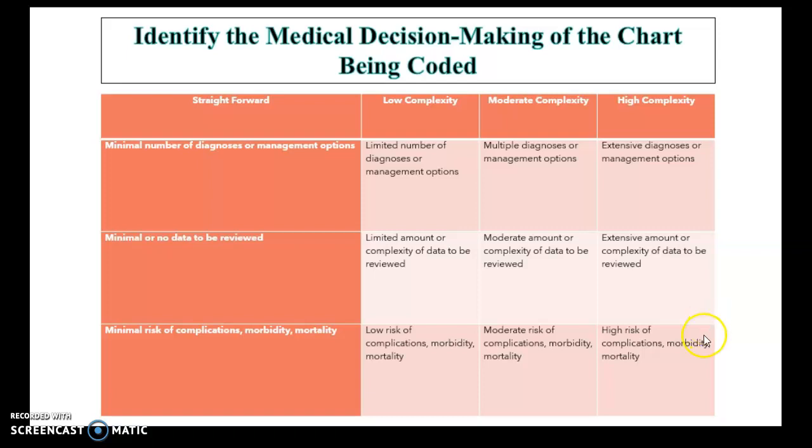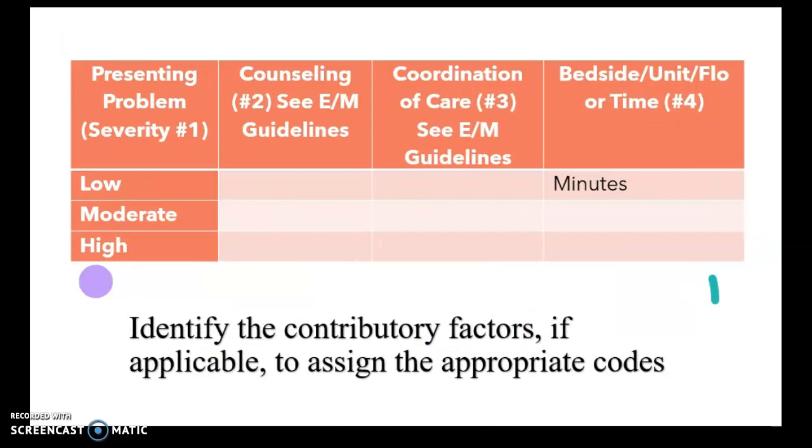This will help you with the medical decision-making part of the chart being coded. You have your straightforward, your low complexity, moderate, and high complexities. And then here you have your minimal number of diagnoses, minimal or no data to be reviewed, and your minimal risk of complications and comorbidities. Here you will have your contributory factors if they are applicable. This will include your floor time or your minutes that you're with the patient.